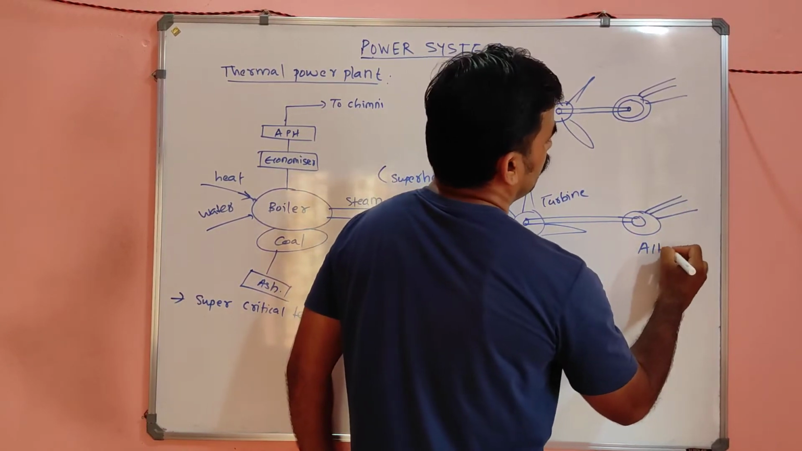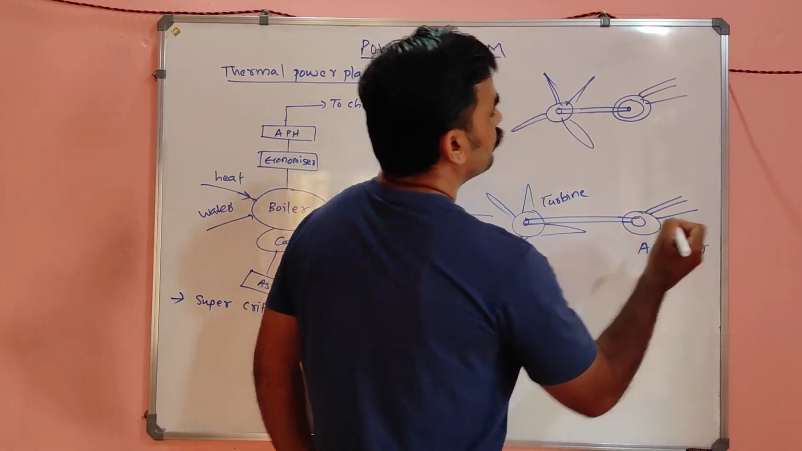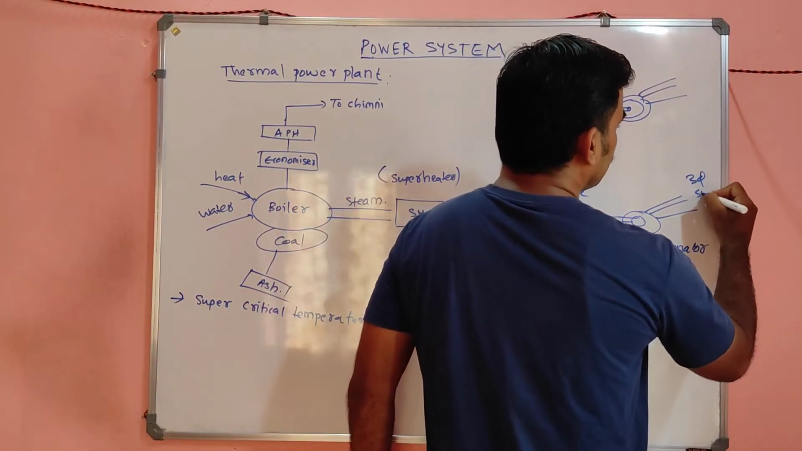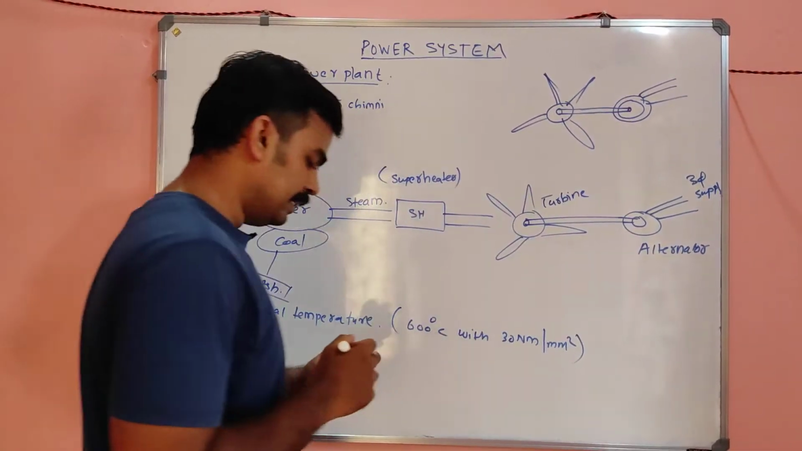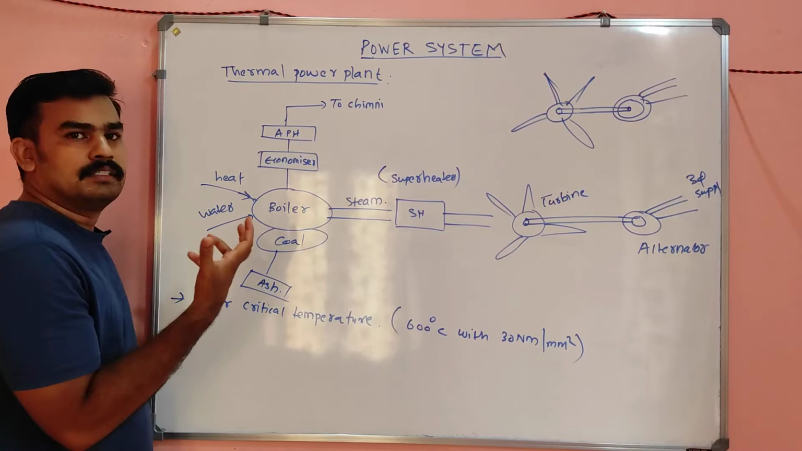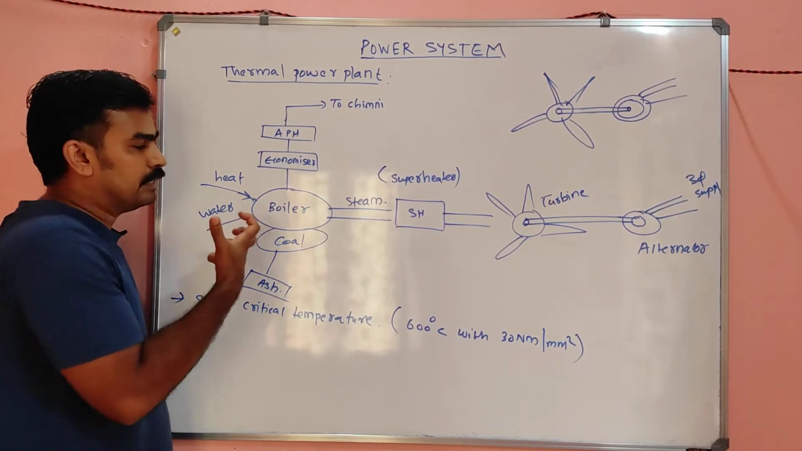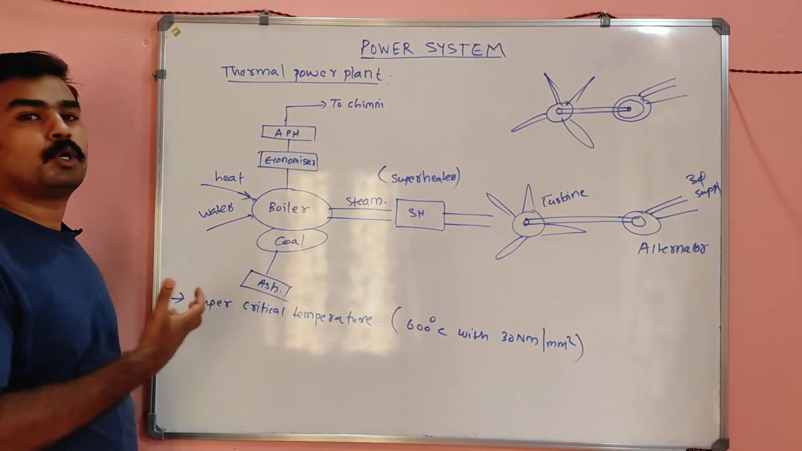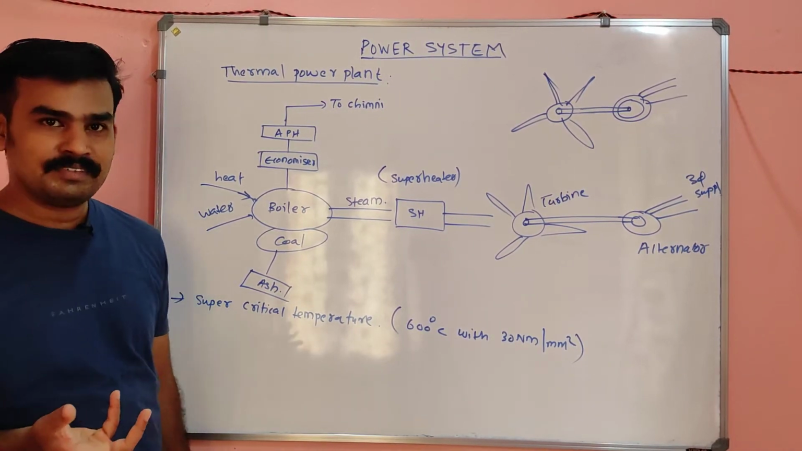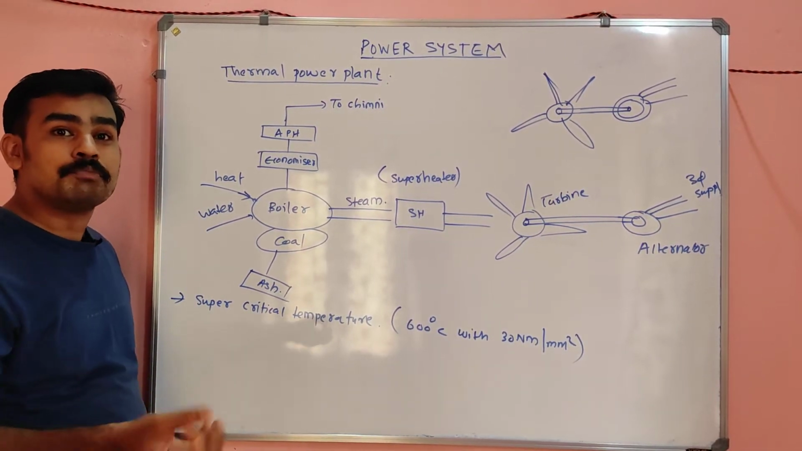This is our alternator, and we will get a three-phase supply. And of course, for the working of the boiler, we need coal, right? A fuel should be there in order to boil something.